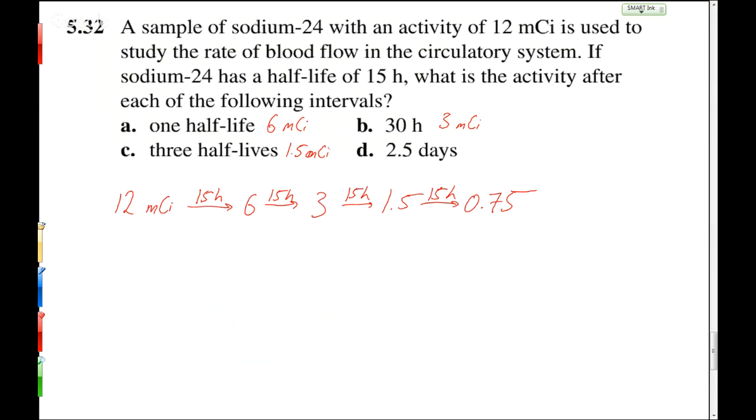And then 2.5 days. How many hours is that? That's 60 hours. And so that's 4 half-lives. 15 plus 15 plus 15 plus 15 is 60. 2.5 days is 24 times 2.5, which is 60. So that's 60 hours, 4 half-lives. So we count 1, 2, 3, 4, and you've got 0.75.